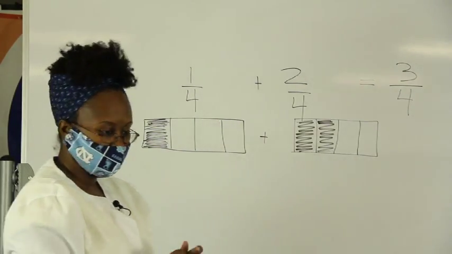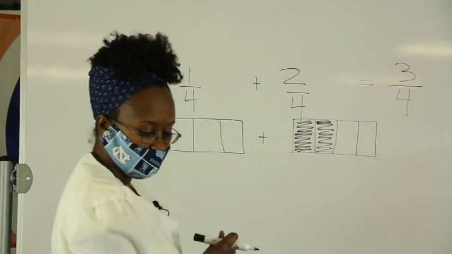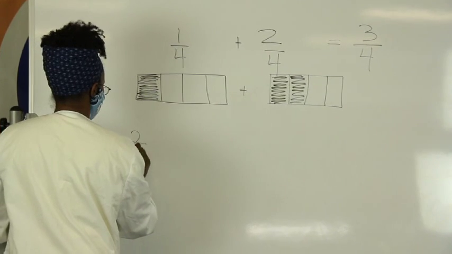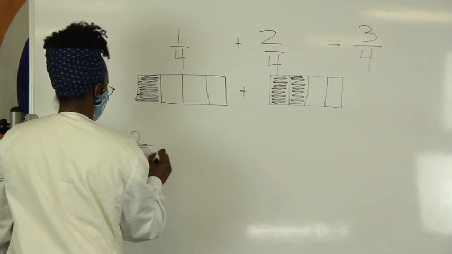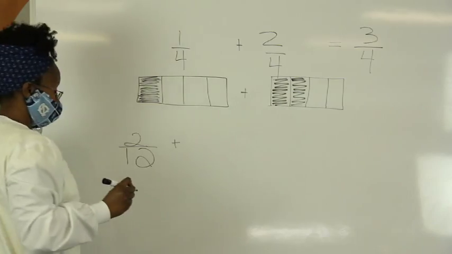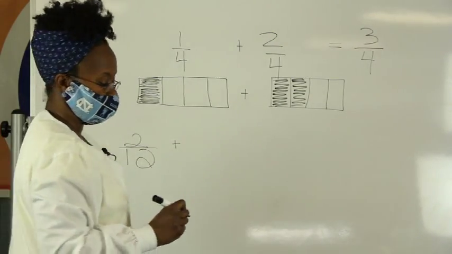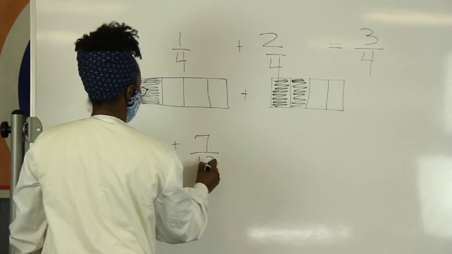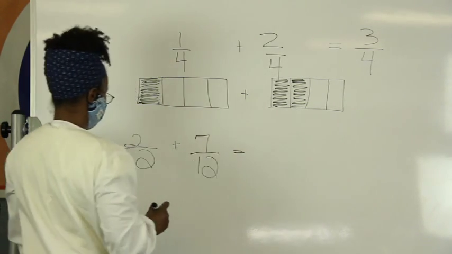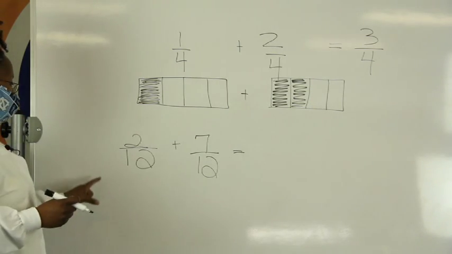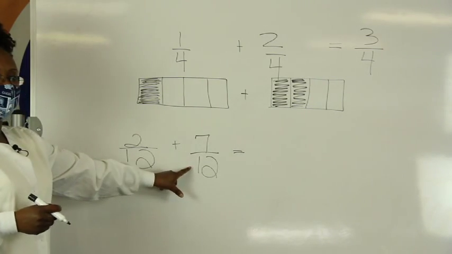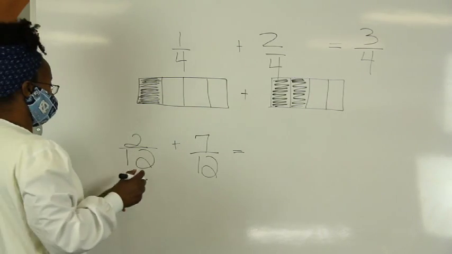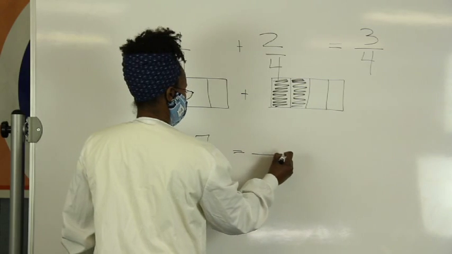Now, let's try another one. Let's try a little bit bigger number. 2/12 plus 7/12. So we're going to first make sure that both have the same denominator, and they do. And then we're going to bring the denominator over to our answer.